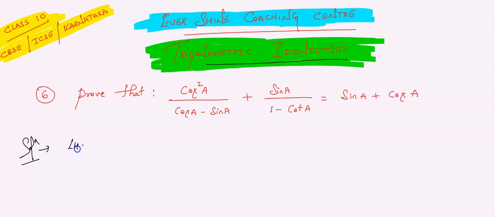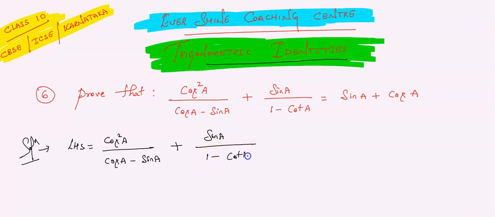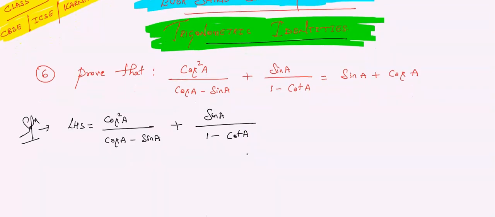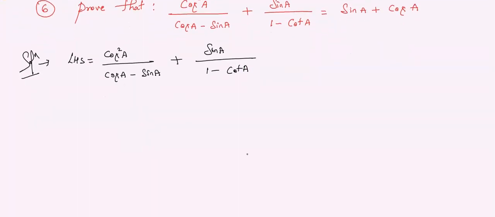Now, let me take the LHS. Here we have the LHS, that is cos square A by cos A minus sin A, plus sin A by 1 minus cot A. Is this clear? Now we have to prove this is equals to sin A plus cos A. Very simple. Now next step.